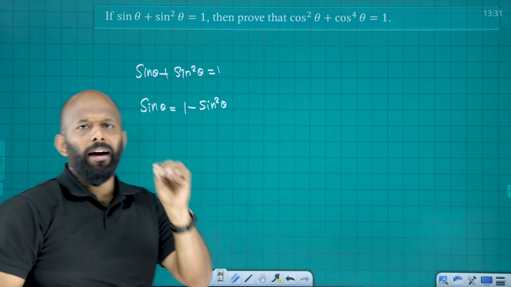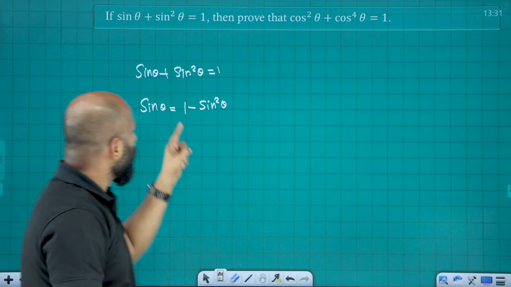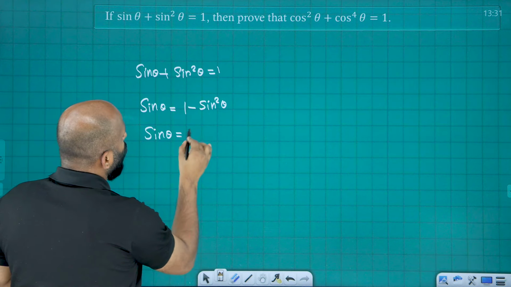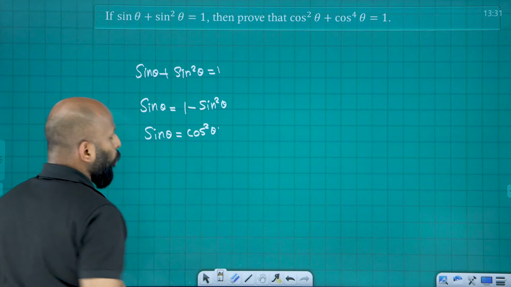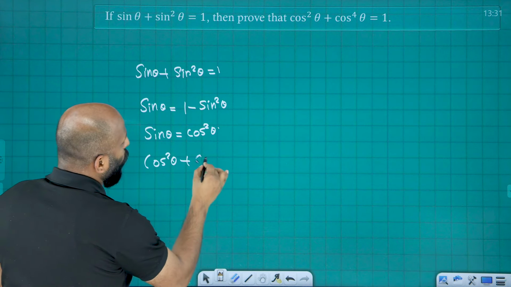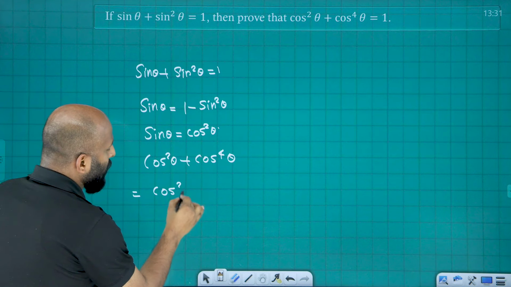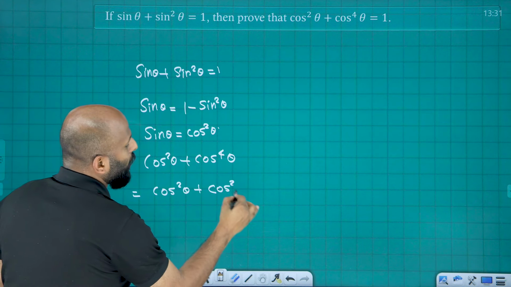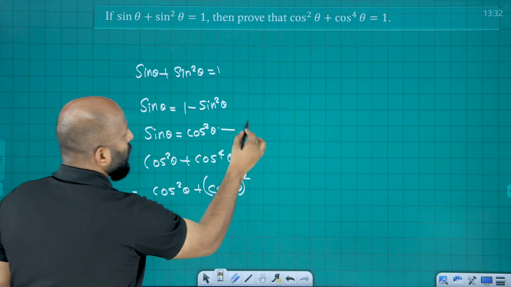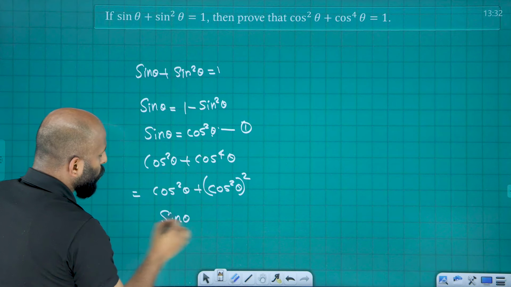We know the identity sin square theta plus cos square theta is equal to 1. So therefore 1 minus sin square theta is cos square theta. Sin theta is equal to cos square theta. Now what they are asking to find? Cos square theta plus cos raised to 4 theta. Now cos raised to 4 theta, I can write as cos square theta whole square. This is equation number 1. From equation number 1 we'll get cos square theta is sin theta.